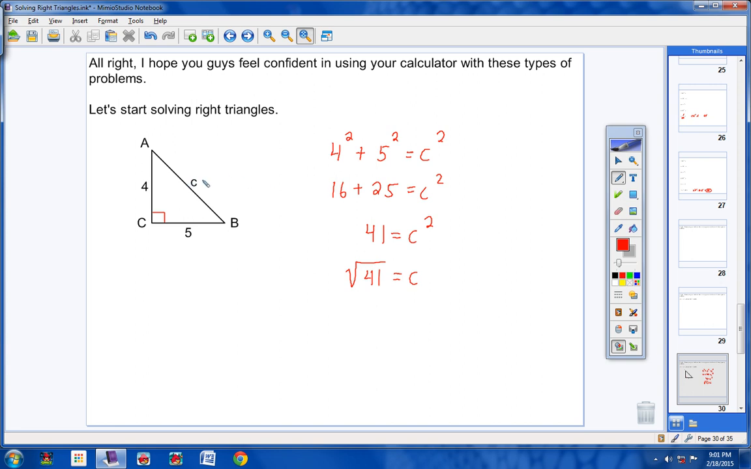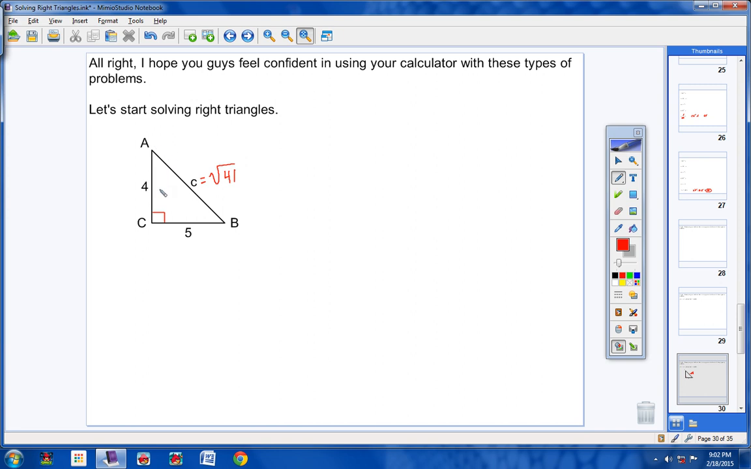So c equals square root of 41, okay? So, do I know the lengths of all three sides now? Yes, I do, definitely. Now we've got to find the angles. Now here's where it gets really, really tricky. So please listen carefully.